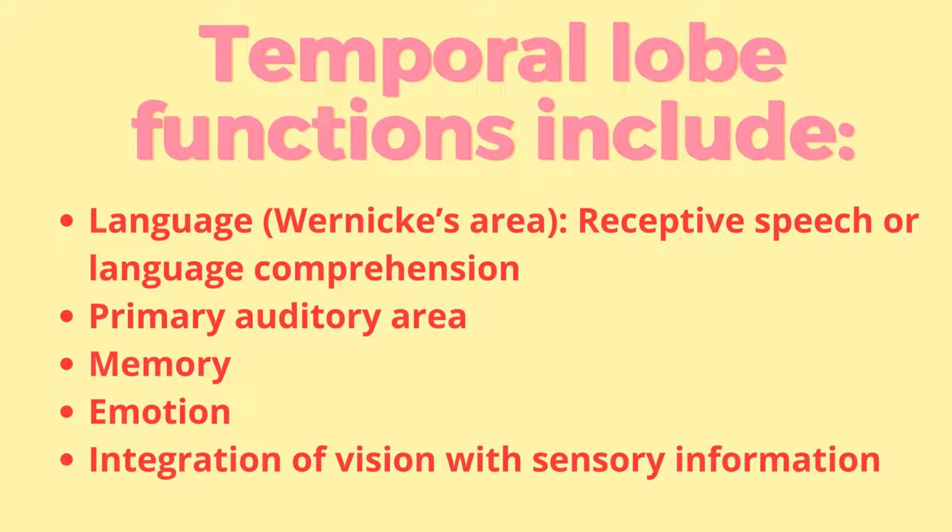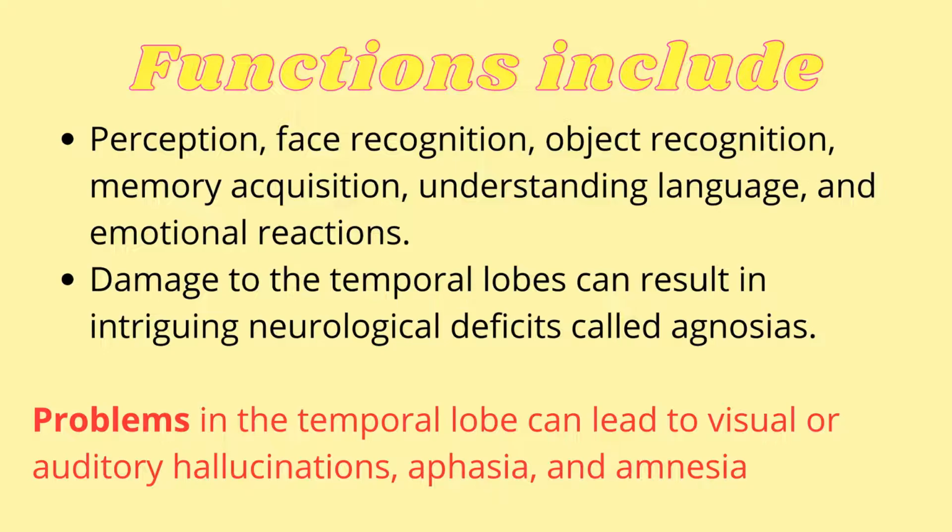Another function of the temporal lobe is that it's primarily known for the auditory area. It's also known for memory, emotion. It's also known for vision with sensory information. So you can see a person have facial recognition damaged if there is some sort of problem in the temporal lobe: facial recognition, perception can be poor, object recognition, maybe even memory acquisition, right? So understanding language would be a problem if their Wernicke's area was affected. Emotional reaction could also be a problem, as it takes place in the temporal area.